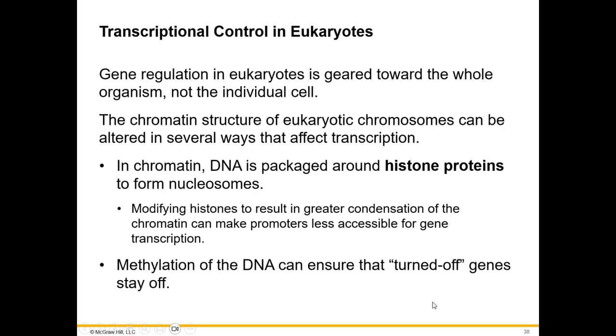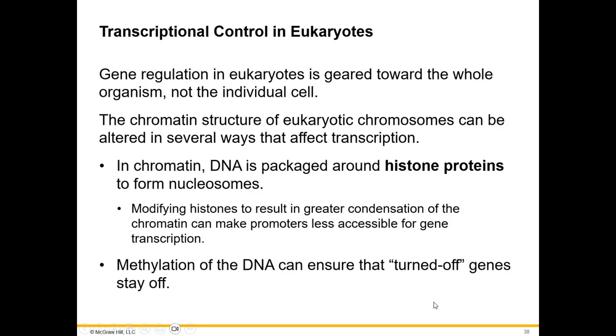Whenever we're talking about gene regulation in eukaryotes, it's geared towards the entire organism, not just the individual cell's needs. So the chromatin structure of eukaryotic chromosomes can be altered in several ways that are going to affect transcription. In chromatin, DNA is packaged around histone proteins, and once we've got a unit of 8 histone proteins with chromatin wrapped around it, that's called a nucleosome. If we modify the histones, we can end up with a greater condensation of the chromatin, which can make our promoters less accessible for gene transcription.